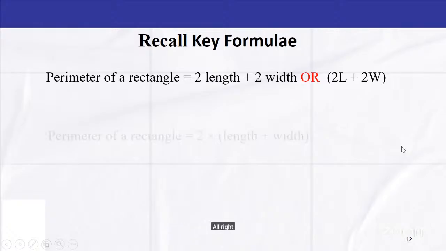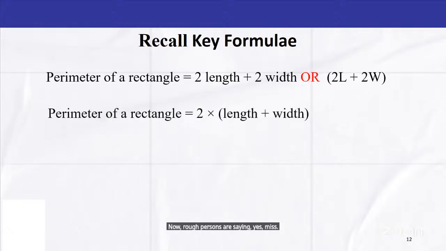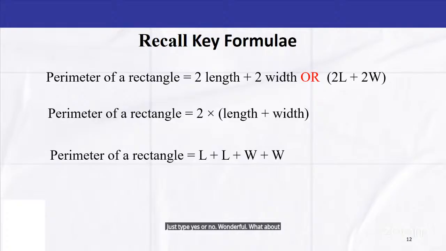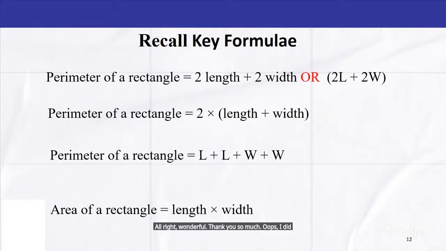All right, wonderful. What about this one? Does anybody know this one? A number of persons are saying yes. Is it the same as the first one? Just type yes or no. Yes. Wonderful. What about this one? Number of persons saying yes. All right, wonderful. Thank you so much. Oops, I did this too quickly, but it's up already.